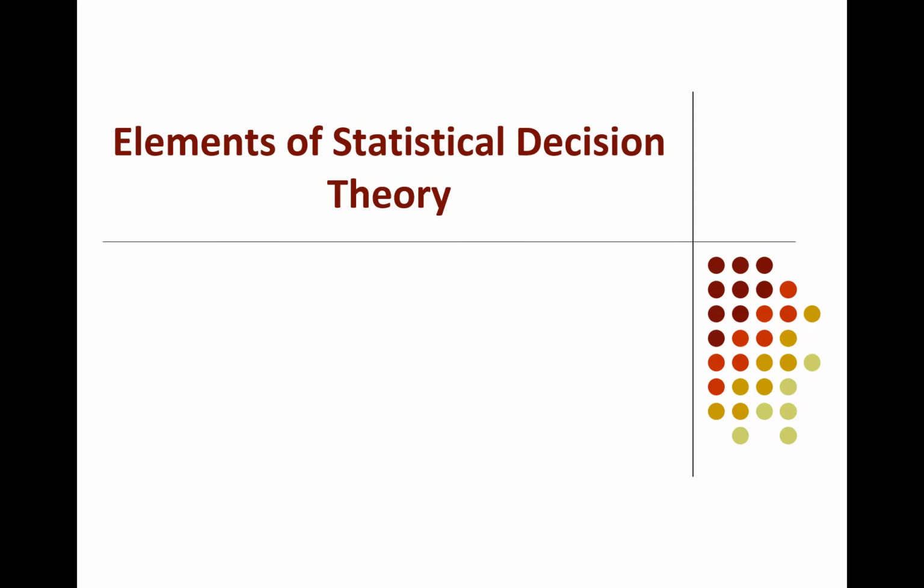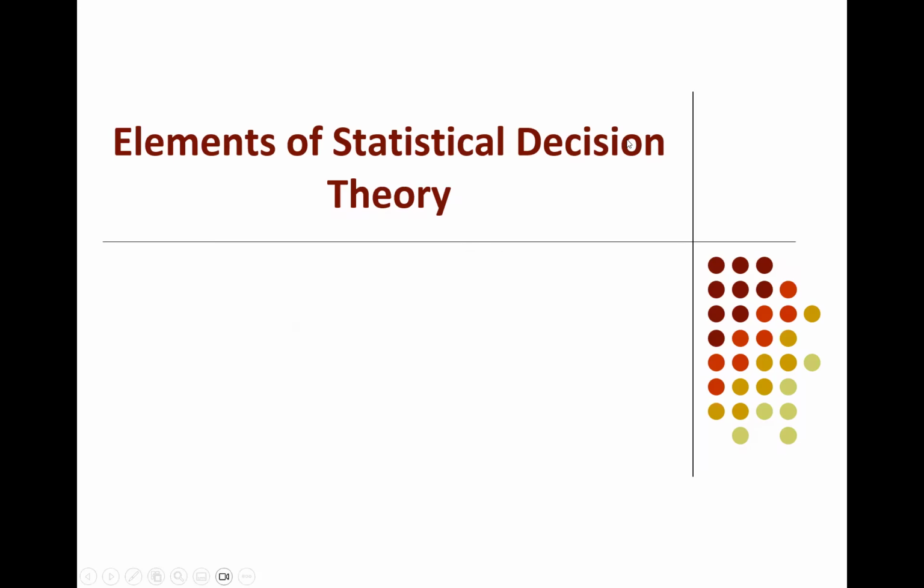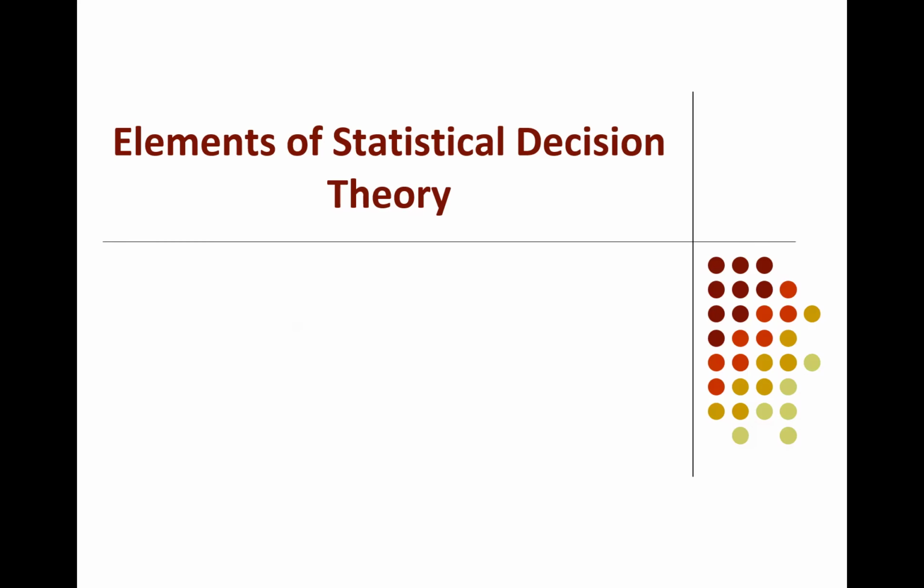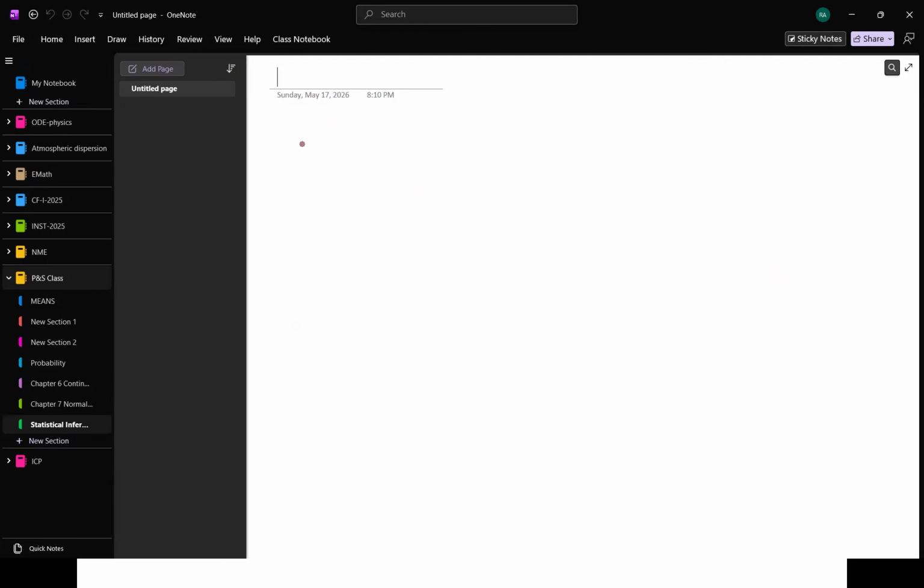In this lecture, I would like to talk about statistical decision theory. In this lecture, we would like to develop the relationship between the samples and the population. A sample is a set of measurements.